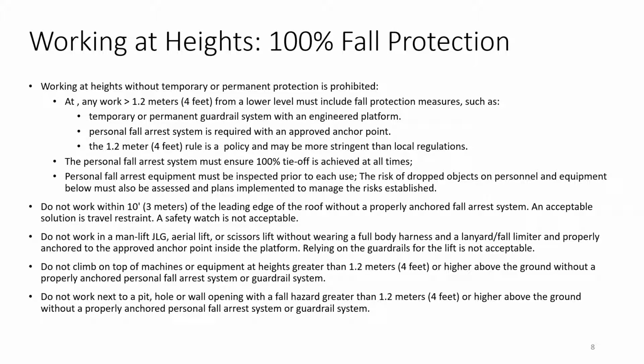Working at heights, 100% fall protection. Working at heights without temporary or permanent protection is prohibited. Any work that is greater than 1.2 meters or 4 feet from a lower level must include fall protection measures, such as a temporary or permanent guardrail system or an engineered platform, or a personal fall arrest system, which is required with an approved anchor point.